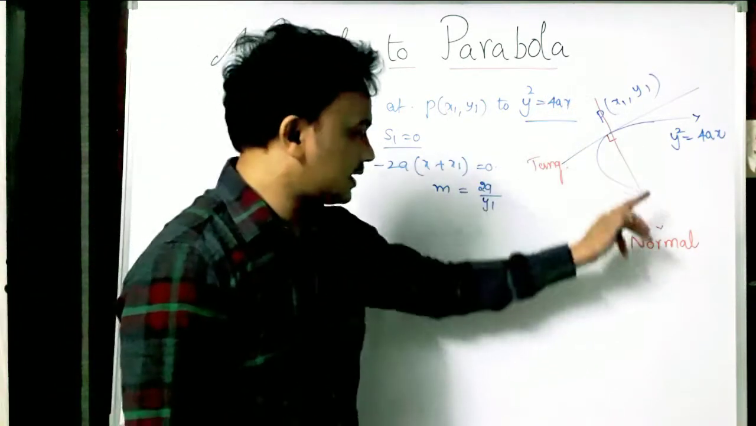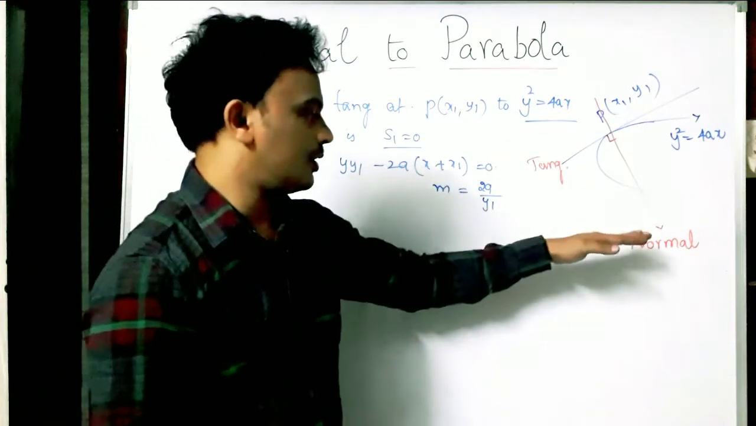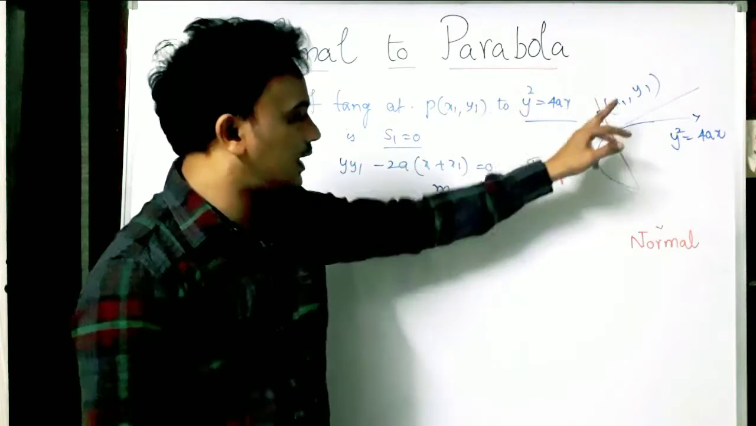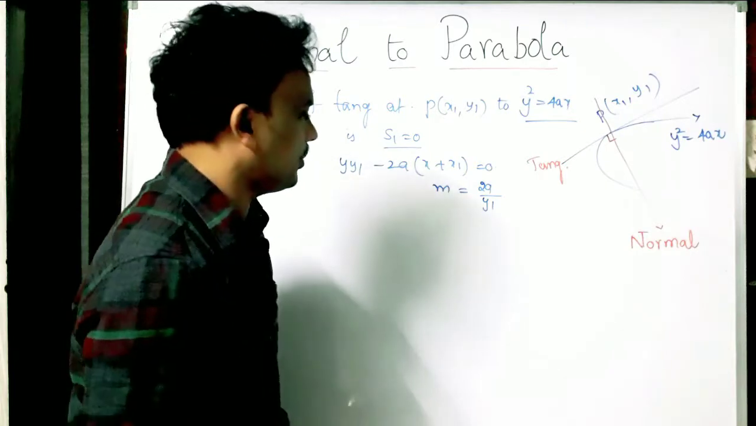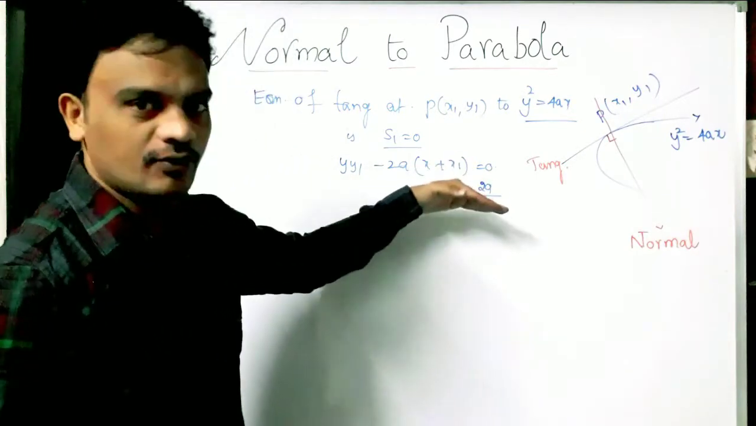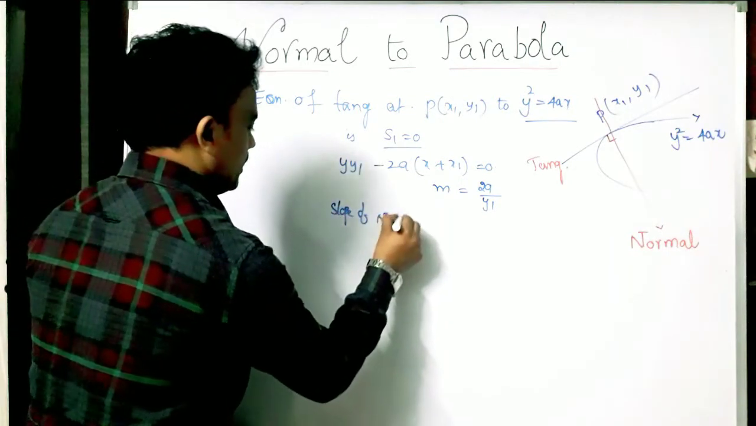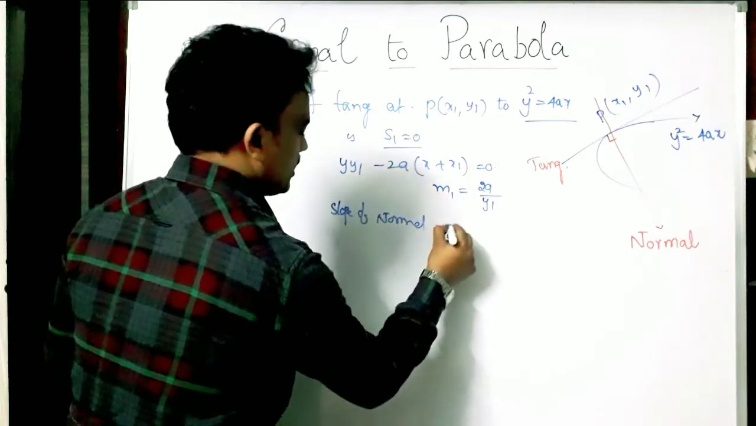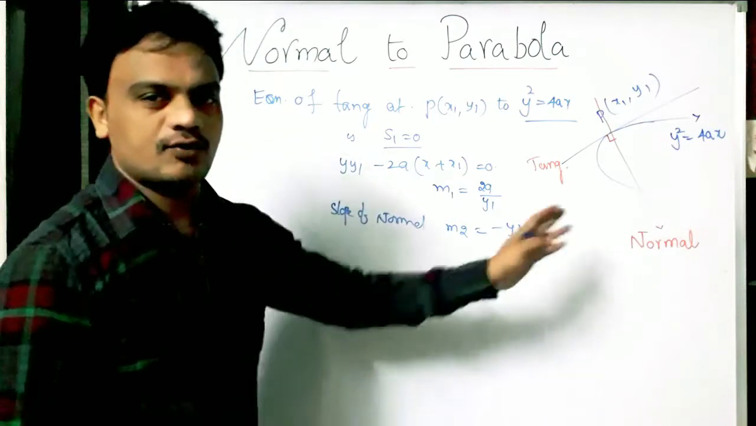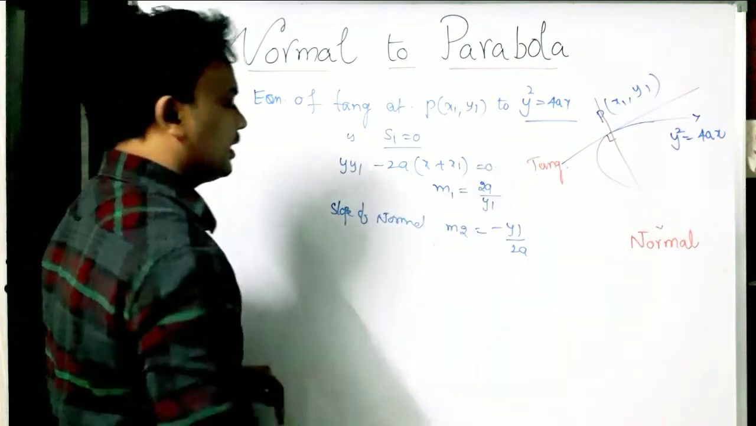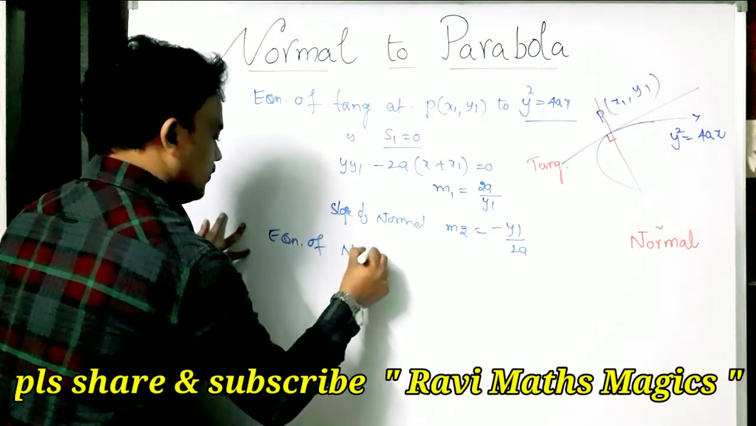Now we are going to discuss the equation of the normal at the point. What is the definition of a normal? It is perpendicular to the tangent at the point of contact. So what is the slope of the normal? The slope of the tangent m1 is 2a by y1, then the slope of the normal, let us take it m2, is minus y1 by 2a, since the product of the slopes equals minus 1 when two lines are perpendicular.